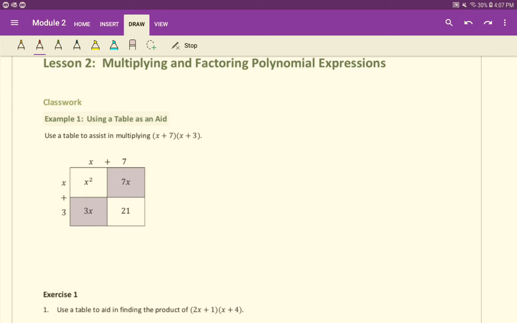Now, the final step here, which they didn't really show, is you should add all these terms together. So it'll be x squared plus 7x plus 3x plus 21. And then you can combine these like terms, and so we end up with x squared, well, I guess we can say this equals x squared plus 10x plus 21.